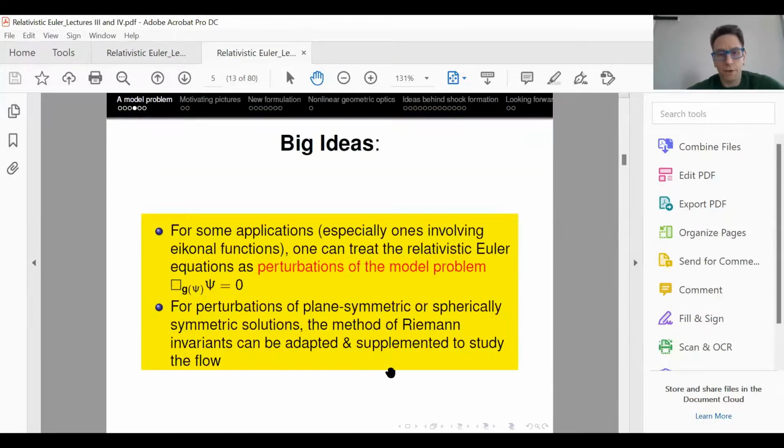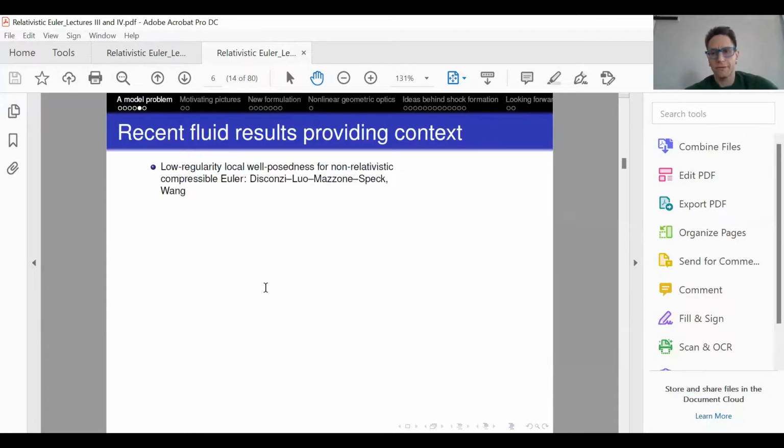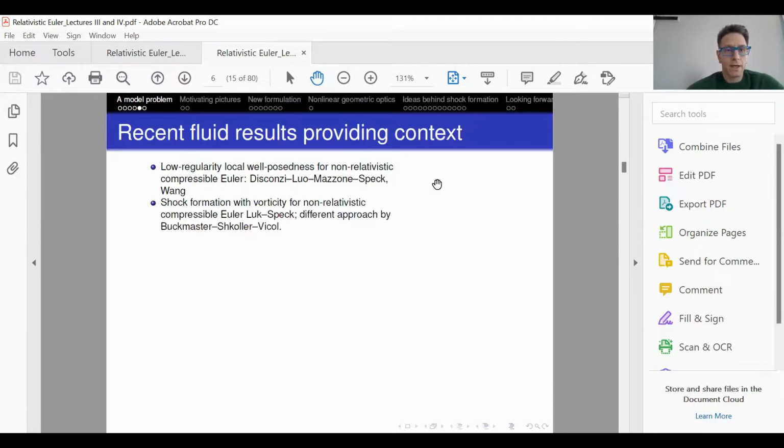So, like I said, relativistic Euler is a perturbation of a wave equation, and the same is true for non-relativistic Euler. It's a perturbation of a wave equation, and there have been results derived for those systems from that point of view, treating fluids as perturbations of wave equations. So I've done some low regularity work with Disconzi, Luo, Mazzone, and Qian Wang recently really sharpened it, pushed it to a more interesting regularity level.